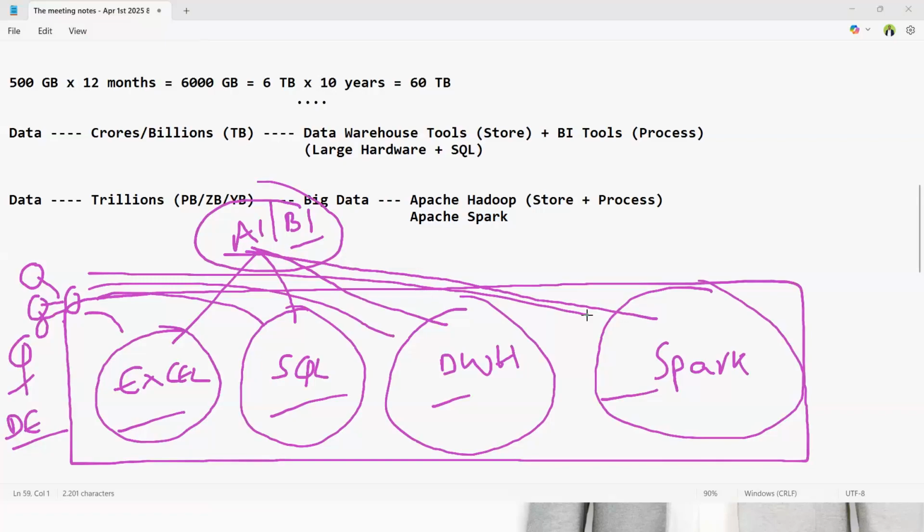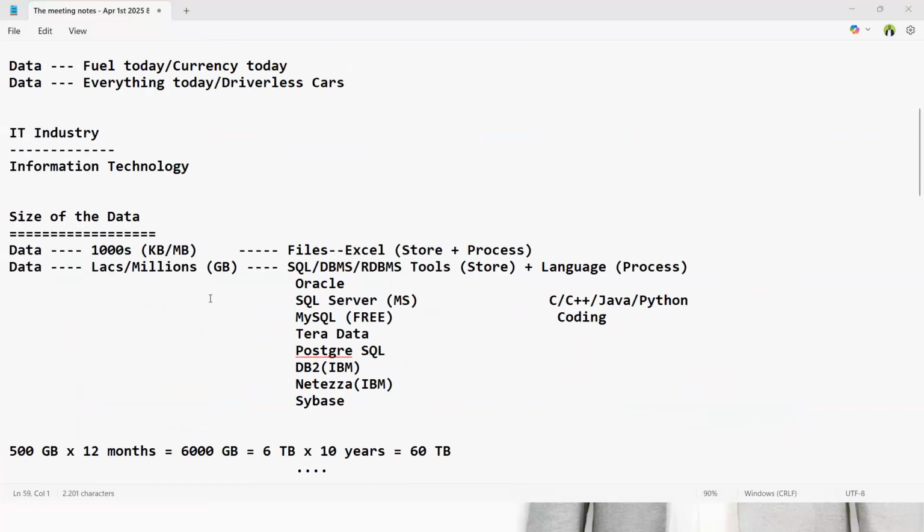A data engineer is the guy who's going to be collecting and storing the data. So data engineering is a very, very important team for us. And the AI and BI teams are going to be using your data. So tomorrow we'll talk about these two things in detail.